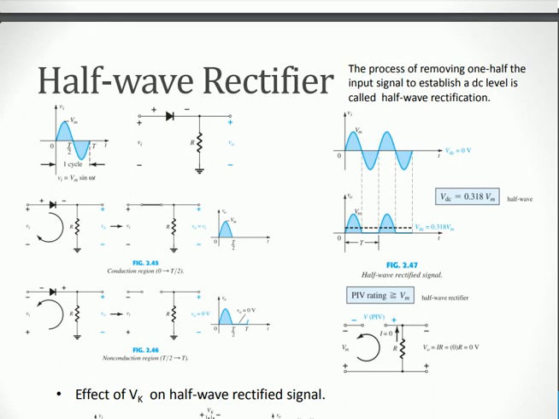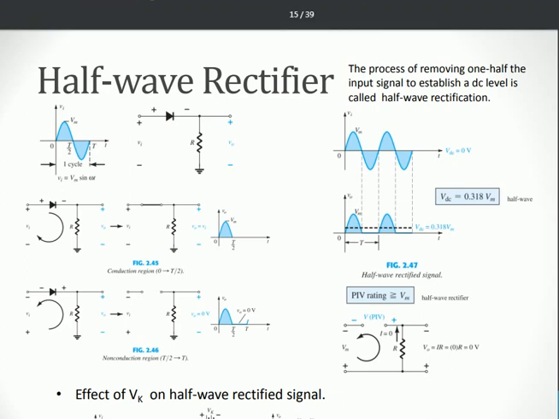One half cycle, what is meant by this? Any input cycle of AC consists of a half positive cycle and a half negative cycle. In half wave rectification, one half cycle is converted into a DC signal. That half cycle may be the positive or the negative.